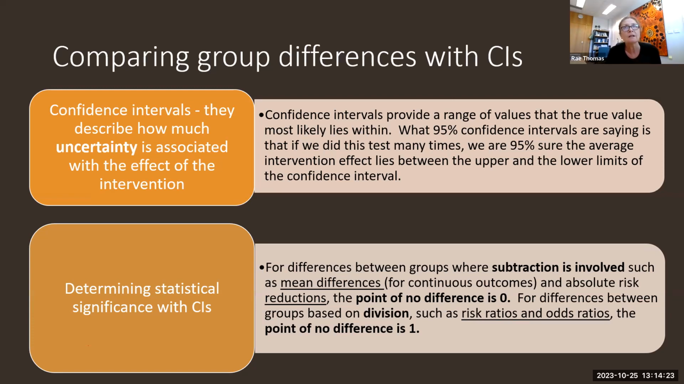0. If we're looking for differences between groups based on division, for things like risk ratios and odds ratios and hazard ratios, anything with the word ratio in it, usually, not always, but usually, you are looking for a point of no difference that is called 1. All right, I'm going to show you this now.